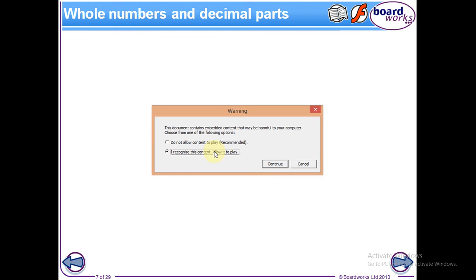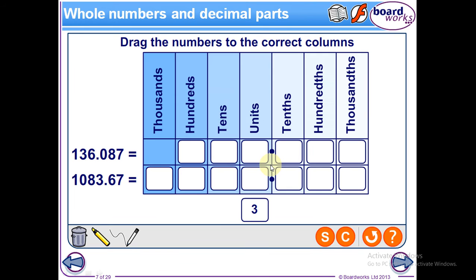Now let's practice some activities here. The question here is: drag the numbers to the correct column. Okay guys, I'm going to complete this first one here, and this 3. If you look at the 3, the place value of 3 here is tens. Because this is units, this is tens, and this is 100. This is tenths, this is hundredths, and this is thousandths. So this 3 should come under 100.